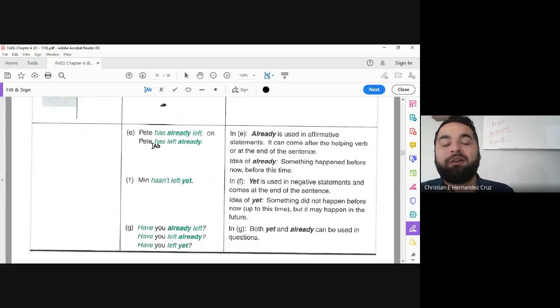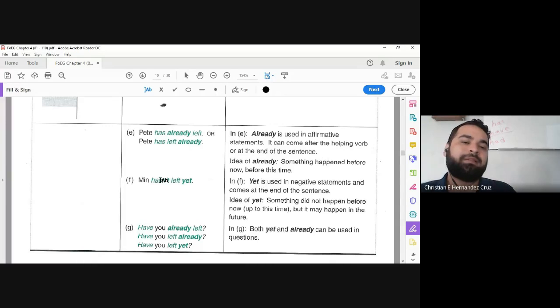It's like saying in Spanish, Pedro ya se fue, or Pedro se fue ya. That ya works like "already." In sentence F, over here, Min hasn't left yet. Yet is used in negative statements, and it comes at the end of the sentence.